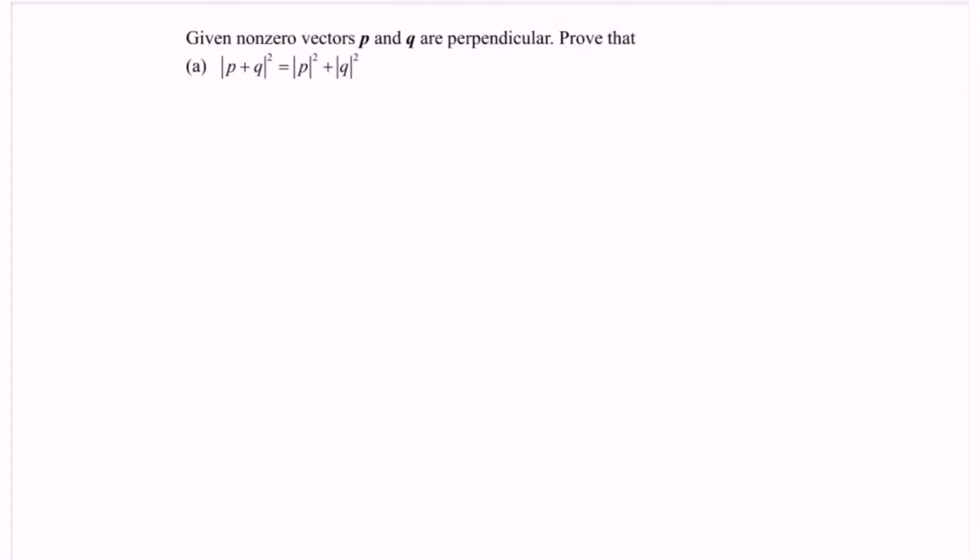Hello everyone, in this video I'm going to discuss the example for vector. Given non-zero vectors P and Q are perpendicular. So from here we notice that they mention vector P dot with the vector Q is equal to 0.